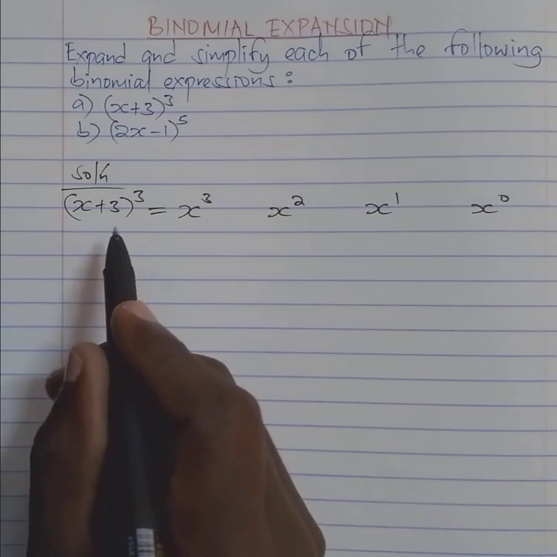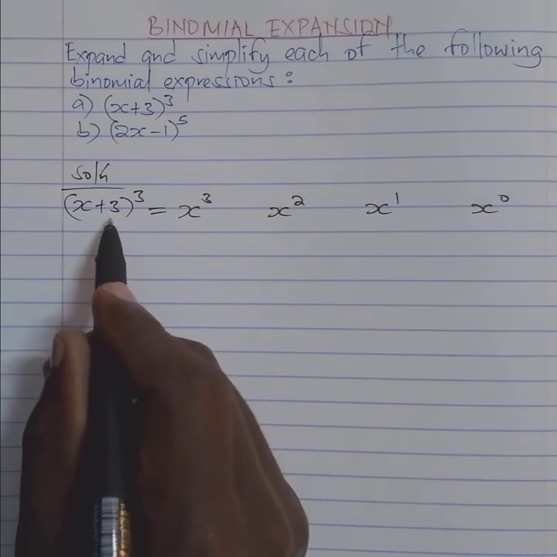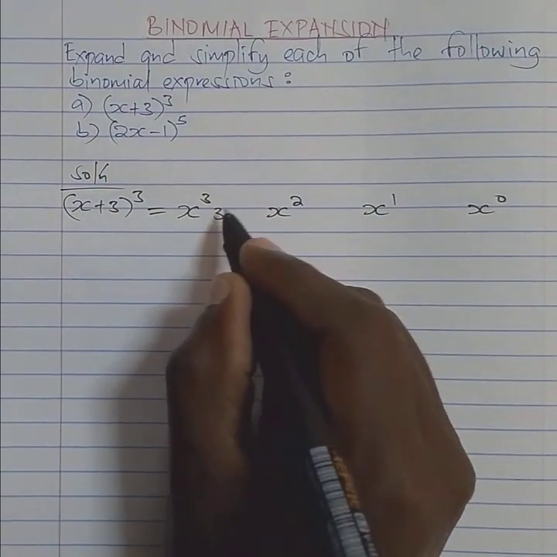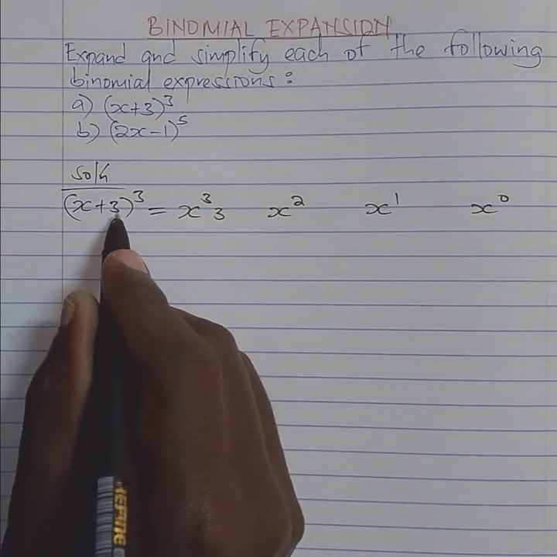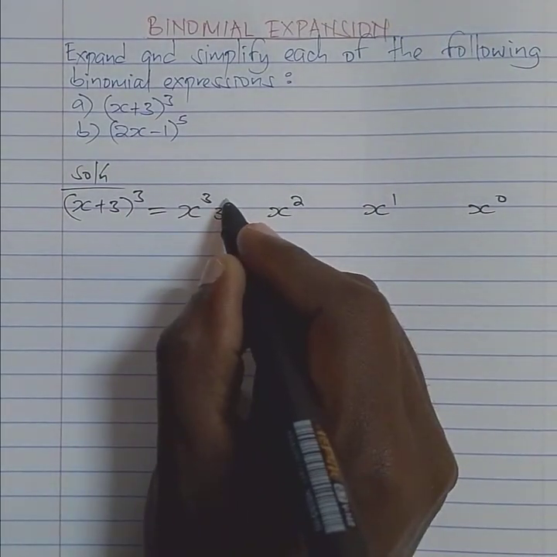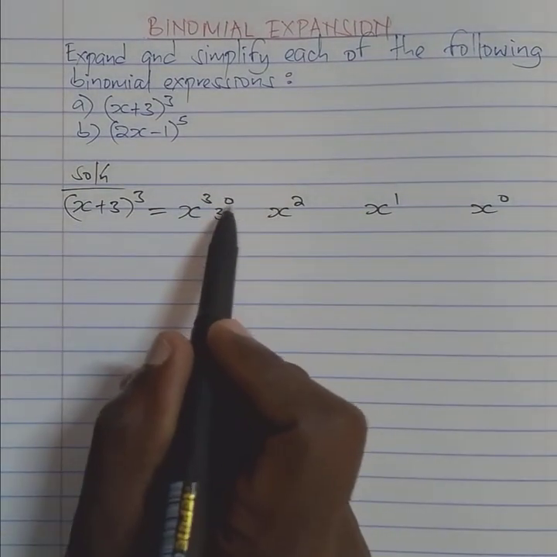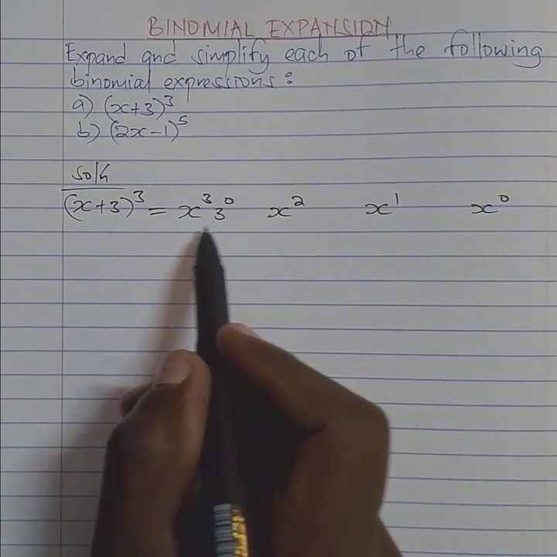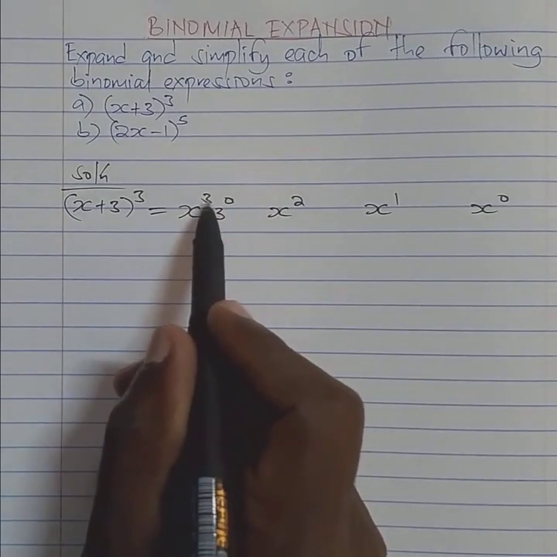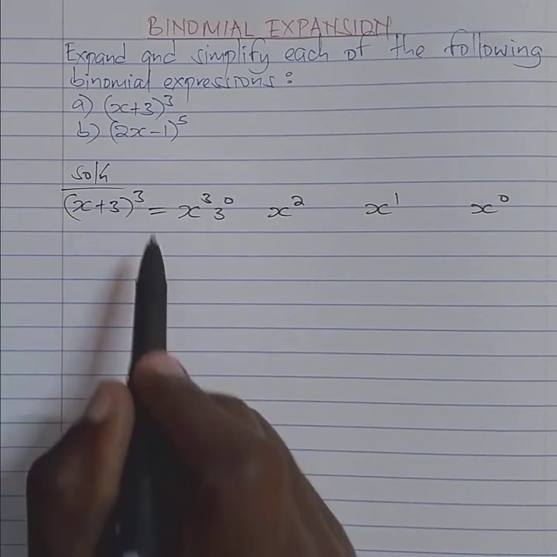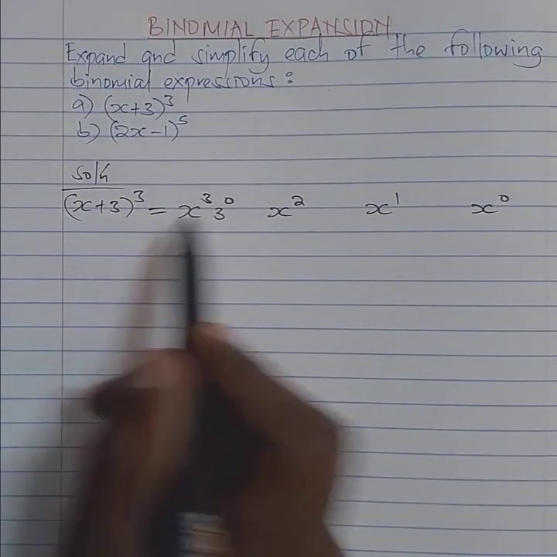From there, we move to the second term. The second term here is positive 3. So we'll have 3 here, and the power, we'll put the power 0. Something you need to understand is that when you add the two powers in each combination, they should give you the overall power that you have been given. We'll look at it after we have done all of them.